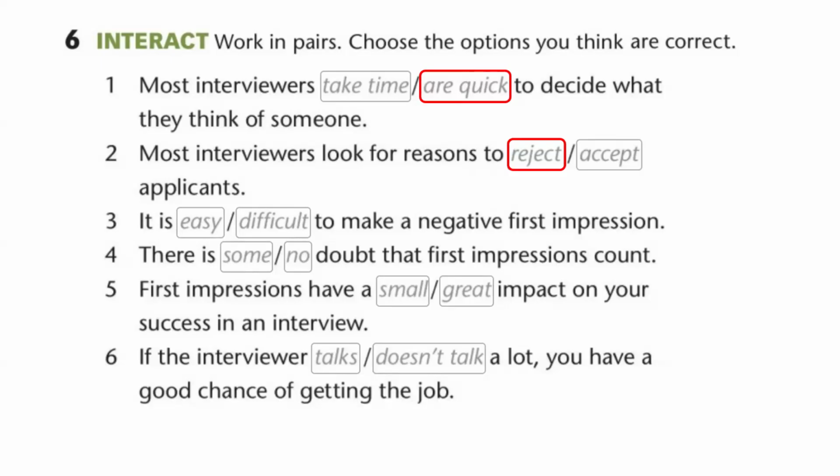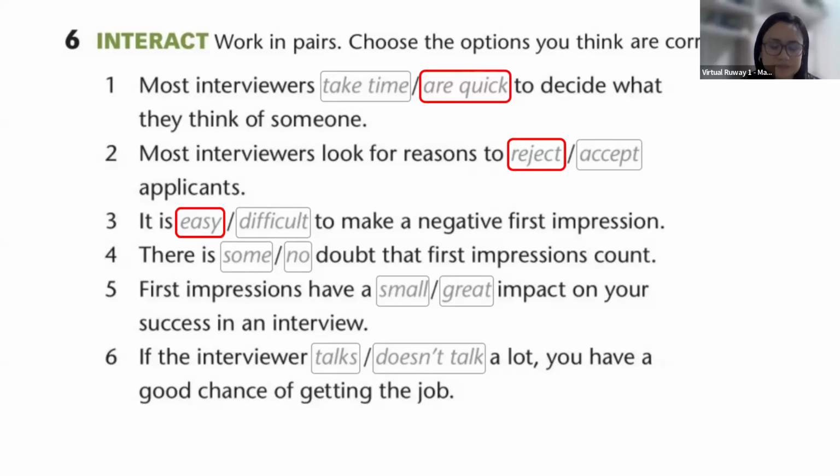It is difficult to make a negative first impression. It can happen, right? But when we talk in a logical way, it is easy to make a negative first impression in the majority of cases, let's say, but also "difficult" can be an option, okay? It's what you think. It can be correct. We can say it depends on the situation.